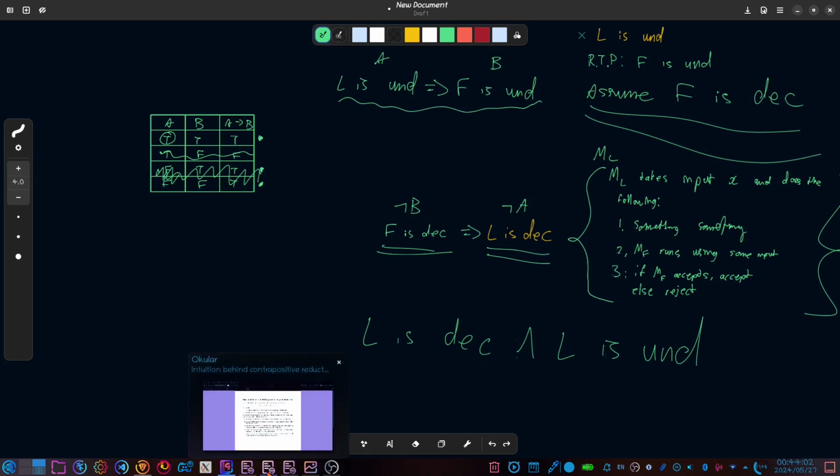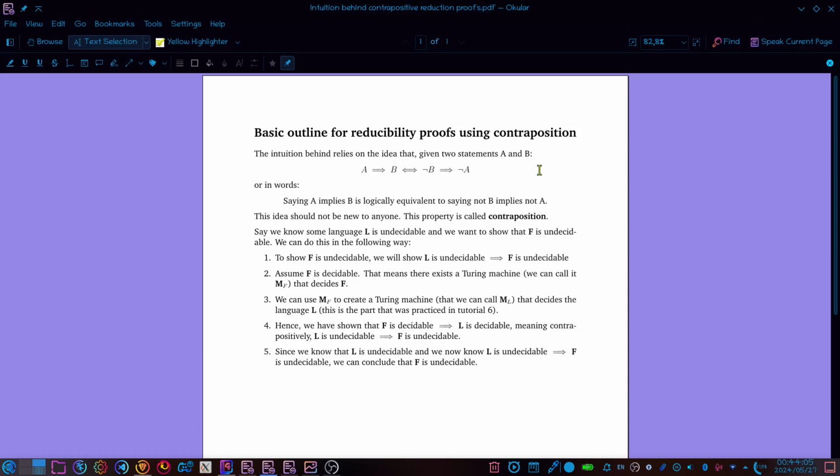But yeah, jumping back to this: if you're struggling with contradiction, specifically in reductions, and you prefer to use contraposition, this is sort of a template that I came up with a while ago. Basically, it's a brief explanation on contraposition, and then a very brief outline of what I've just done.